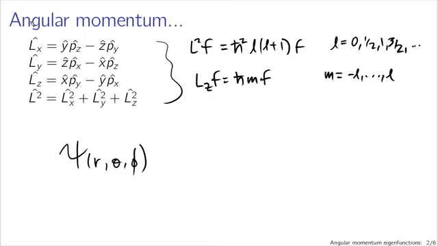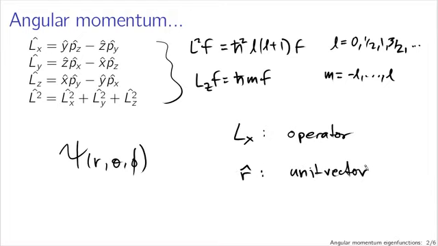So I'm going to try and follow Griffiths' notation, and I'm going to try and point out where things are operators and where things are unit vectors. But in this case, in this lecture, if I write something like Lx, I mean the operator. And if I write something like r hat, I mean the unit vector. Like I said, I'll try and be clear about what I mean in each case.